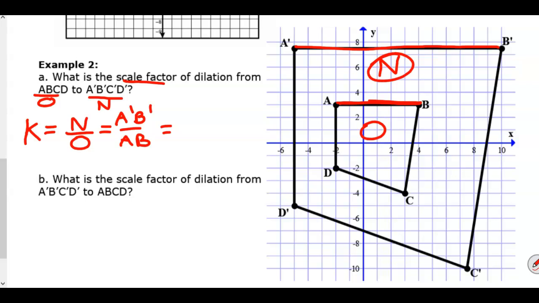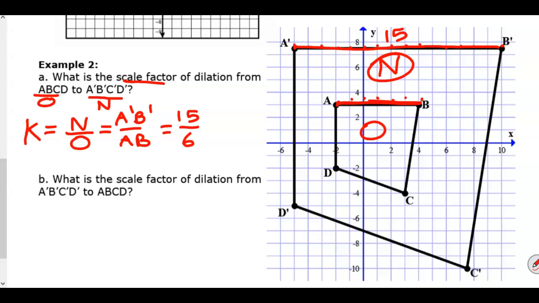So can you count from A prime to B prime? Let's do that. Here's A prime. Ready? 1, 2, 3, 4, 5, 6, 7, 8, 9, 10, 11, 12, 13, 14, 15. Okay, A prime, B prime is 15 units long. So we're going to put 15 over, and let's count AB. Starting here, so we got 1, 2, 3, 4, 5, 6. 15 over 6.